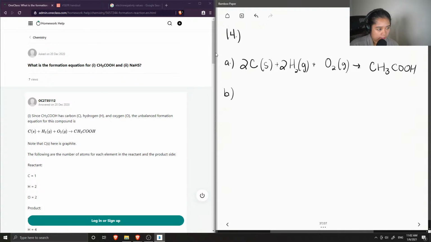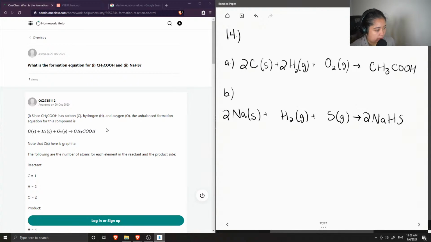So now for NaHS, we start off with our sodium, which would be solid. Hydrogen again is in its diatomic form. And sulfur is just a gas. If we were to balance this equation, we need to put a coefficient of 2 in front, just so that we can balance out the hydrogens. And now we just need to put another coefficient of 2 in front of sodium so that everything is balanced.